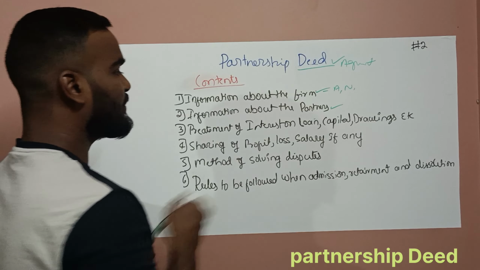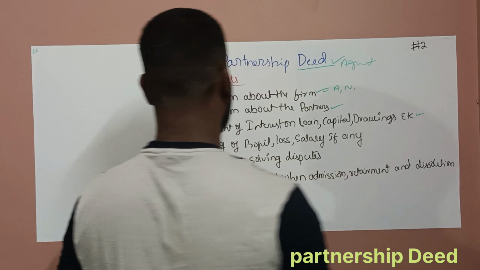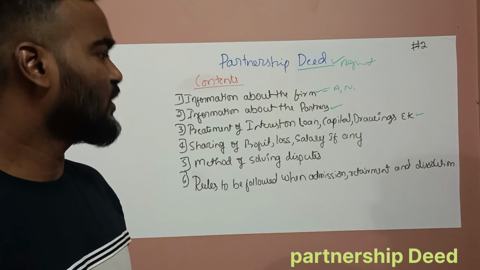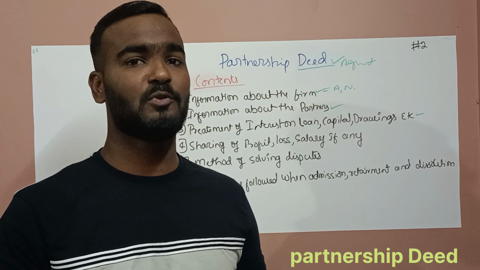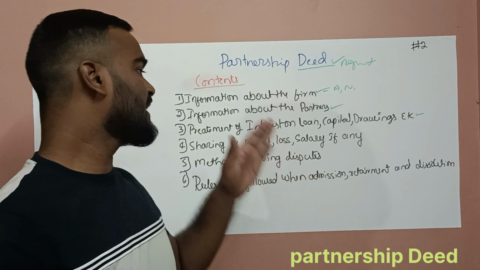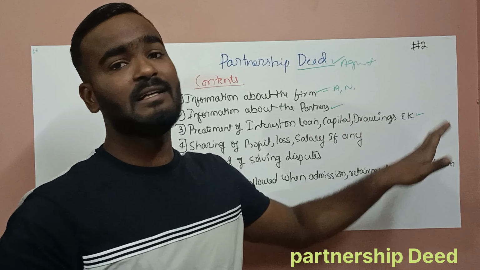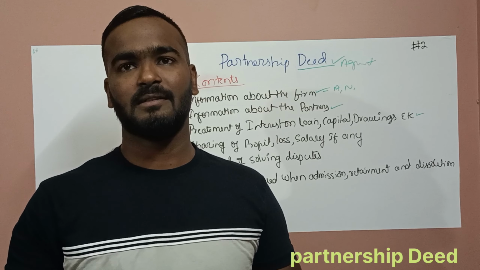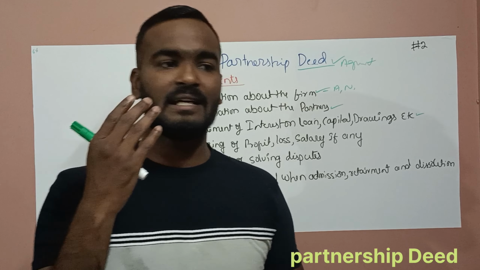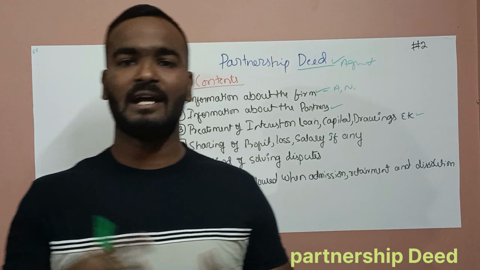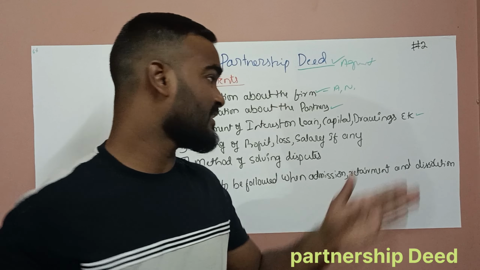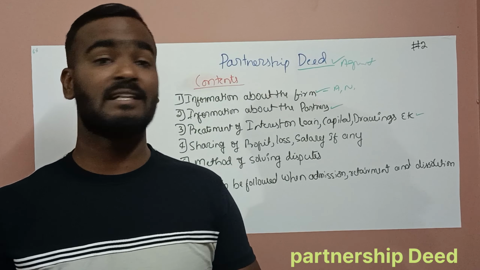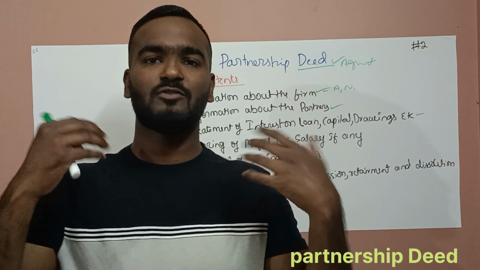And the next, third point is the treatment of interest on loan, capital and drawings. As per the Partnership Act 1932, there is no such information about interest on capital and drawings. So based on their partnership deed, based on their agreement, they can decide the percentage of interest for the drawings and the percentage of interest for the capital. It depends upon the partners.